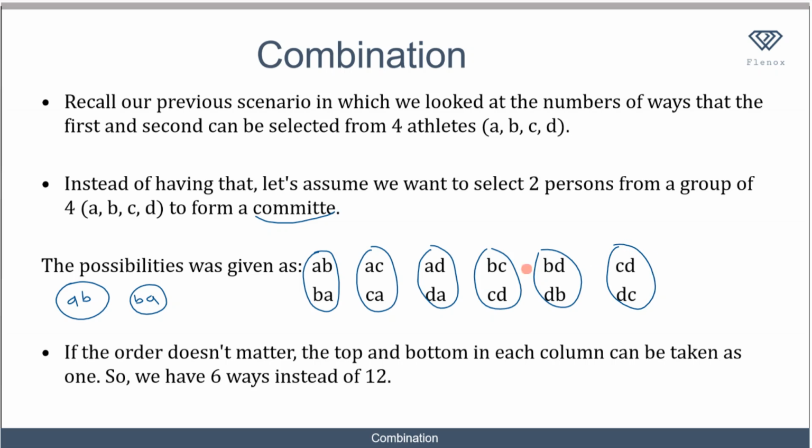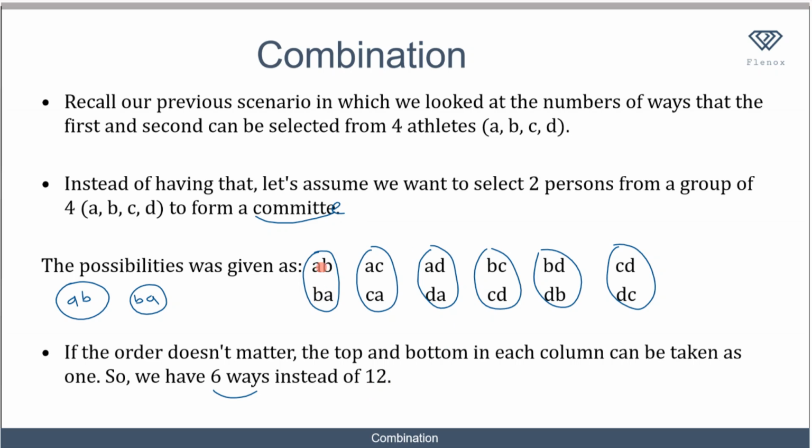Same with this, this, and this. So if we count the total number of ways in which I can select the committee, what does it become? 1, 2, 3, 4, 5, 6. So if the order doesn't matter, the top and bottom in each column can be taken as 1, as we've done here. So we have what? 6 ways instead of 12.